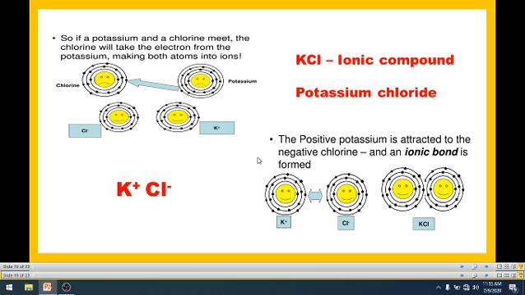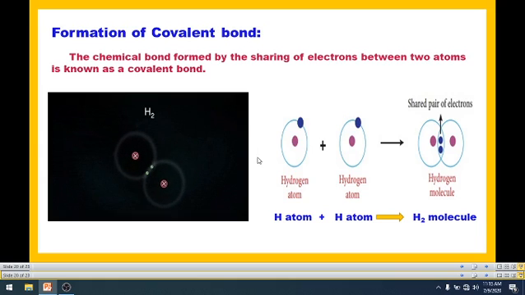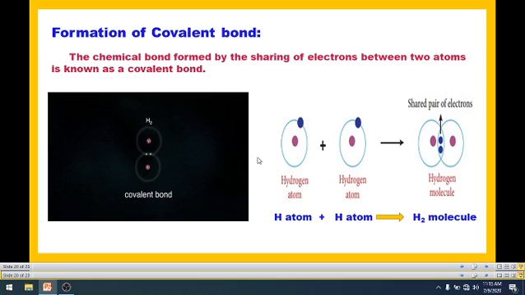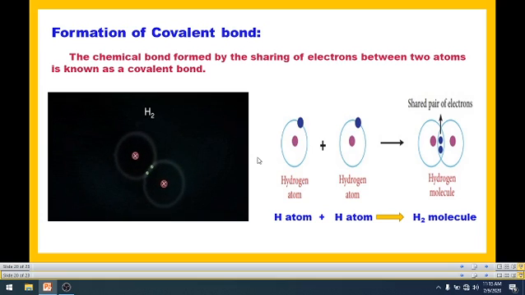Okay children, next we pass on to the formation of a covalent bond. How is a covalent bond formed? What is a covalent bond? It is a chemical bond formed by the sharing of electrons between two atoms.